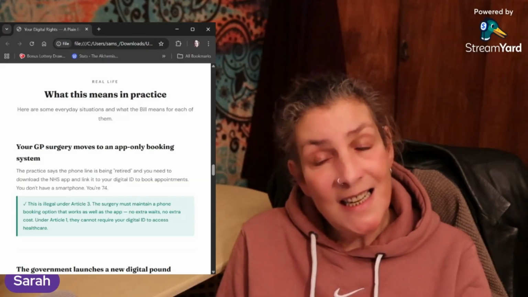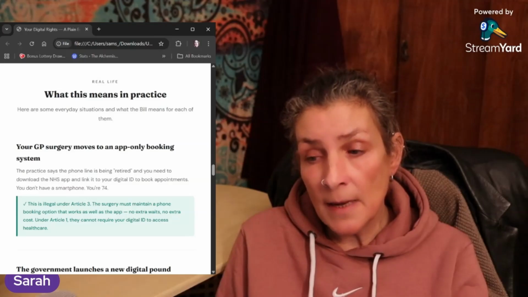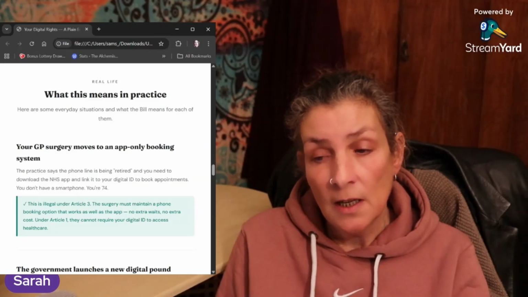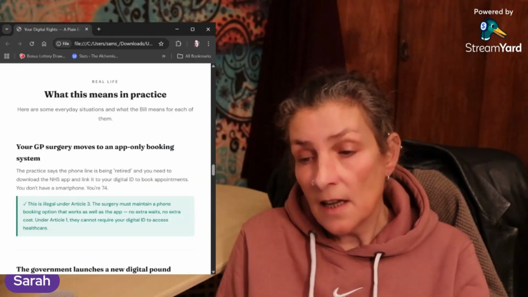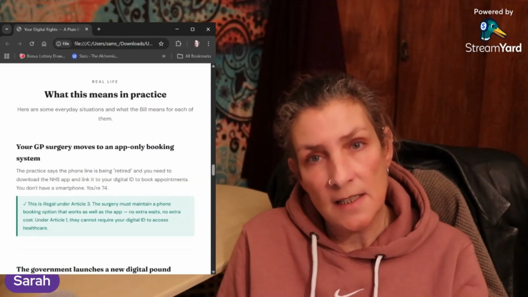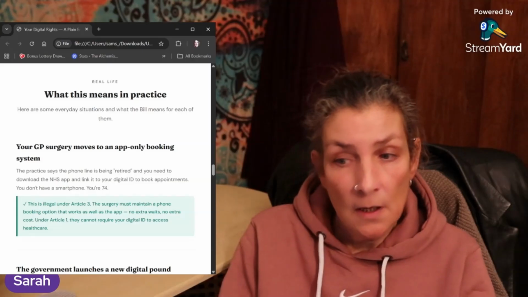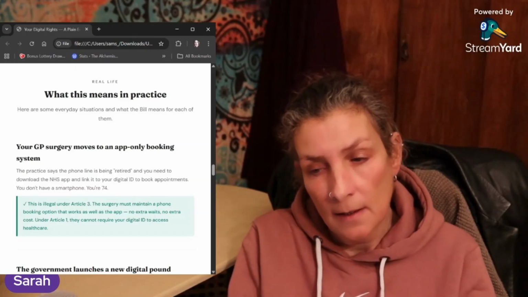This is illegal under Article 3. The surgery must maintain a phone booking option that works as well as the app. No extra waits, no extra cost. Under Article 1, they cannot require your digital ID to access healthcare. So that's a situation that you can actually imagine happening.